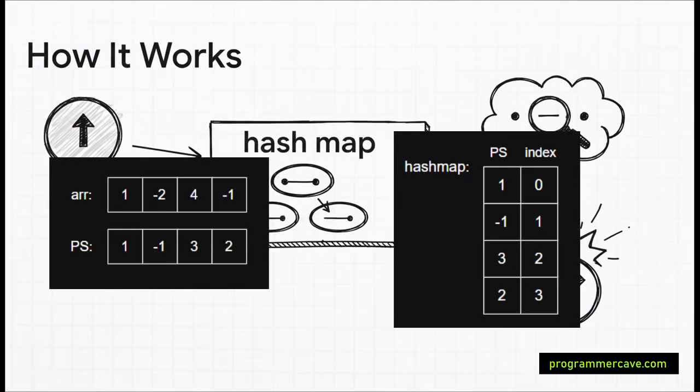And how do we make that lookup happen instantly? That's where the HashMap comes in. You can think of it as a superpowered dictionary or a cheat sheet. As we go through our array, every time we calculate a new prefix sum, we store it in our HashMap along with its location. Then, at the next step, we just ask the map, hey, have you ever seen the value current sum minus target? If it says yes, boom, we've found our subarray.